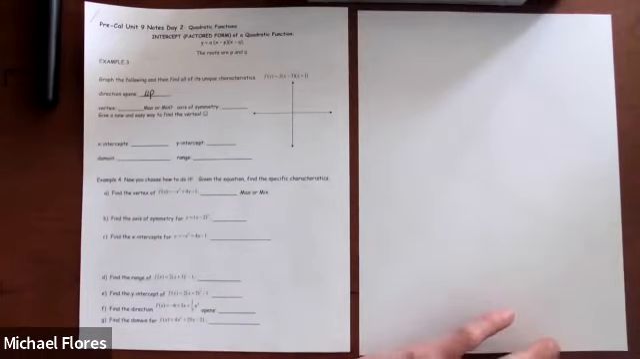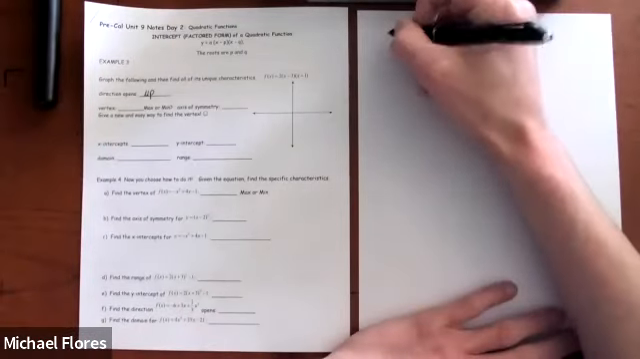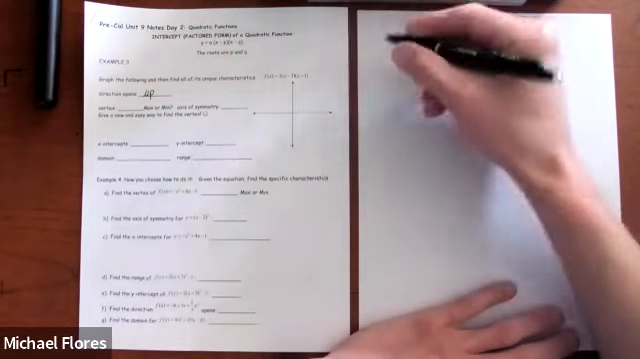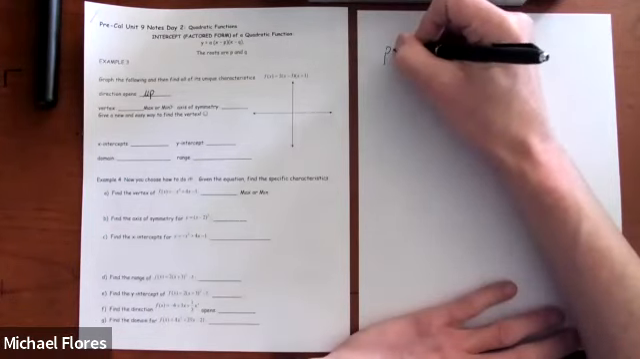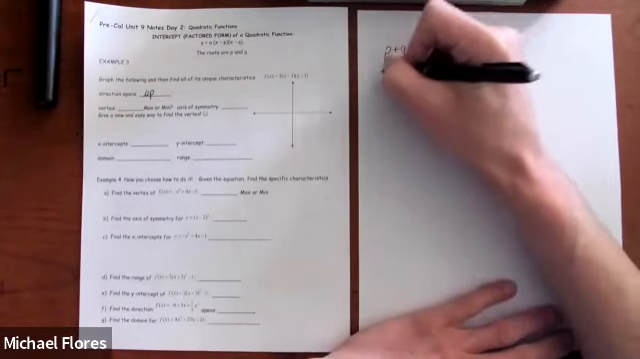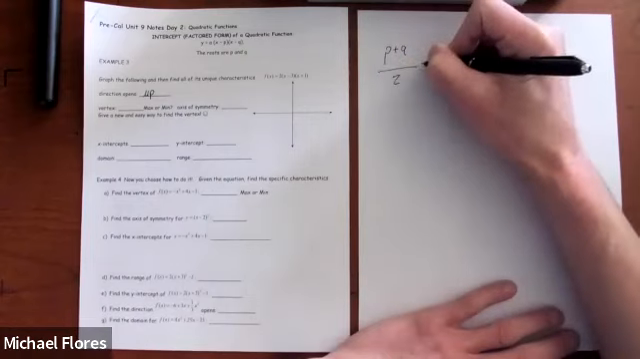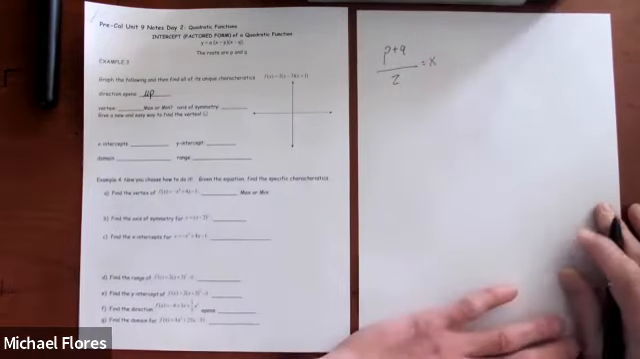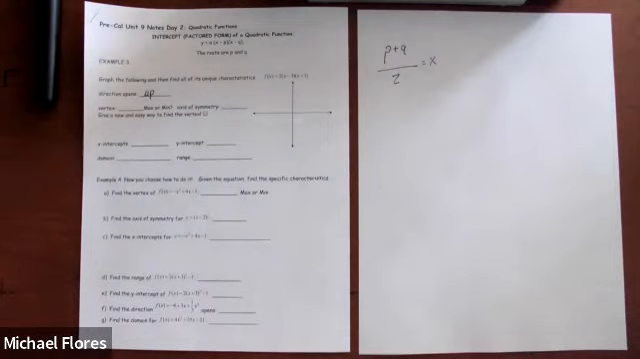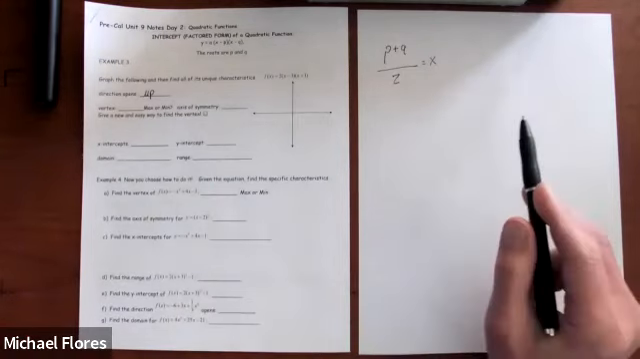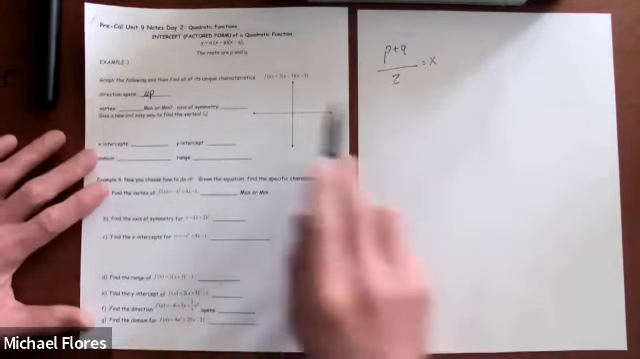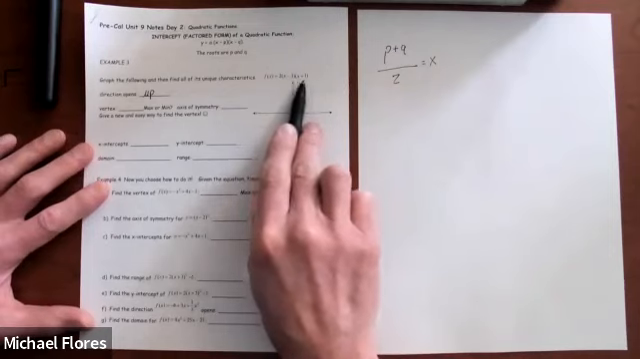There's a new formula that we're going to have to use in order to identify the vertex if it is written in factored form. That is (P plus Q) divided by 2. And that will give us the x value of our vertex. Well, P and Q represent our x-intercepts, and our x-intercepts are what we see in parentheses.